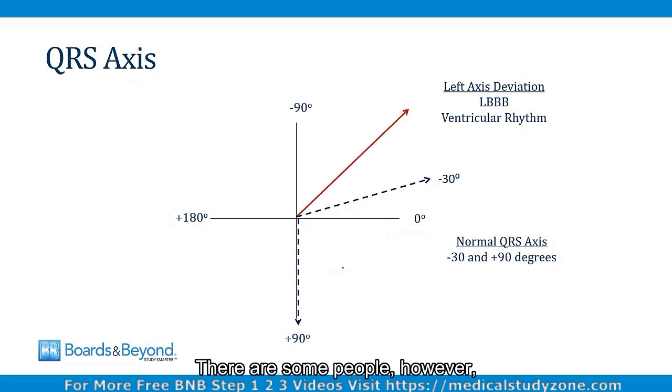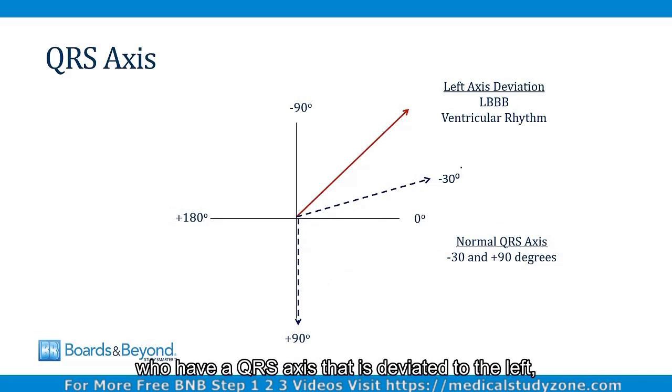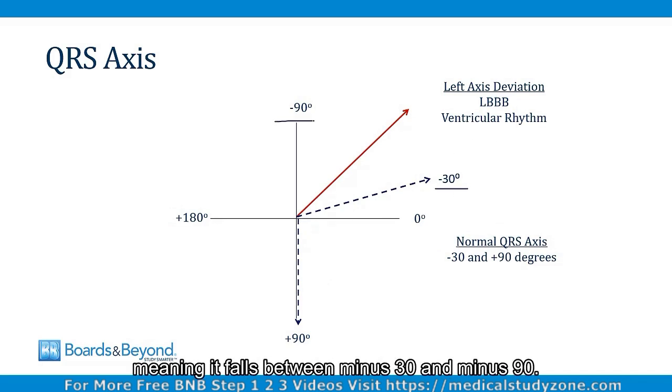There are some people, however, who have a QRS axis that is deviated to the left, meaning it falls between minus 30 and minus 90.